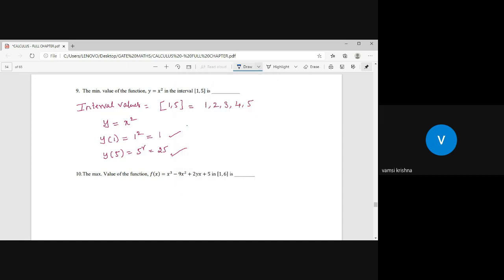I can write it as a note. Let me take some note. The minimum value in the interval of A, B is equals to the minimum of the functions f of A and f of B. Whichever becomes minimum, that will be your minimum. In the same way, the max value of the function in A, B will be the max of the same f of A, f of B.